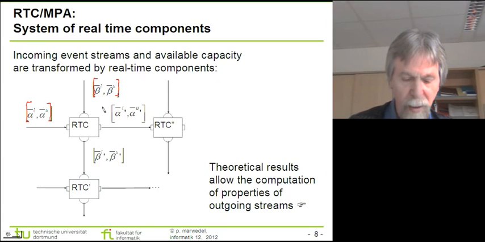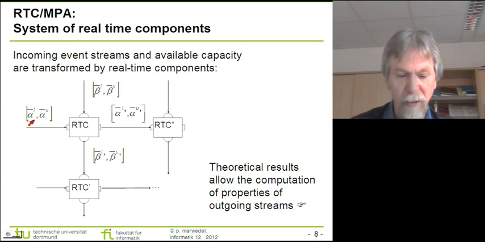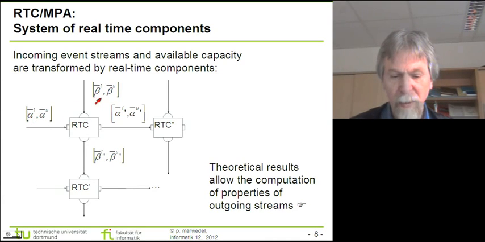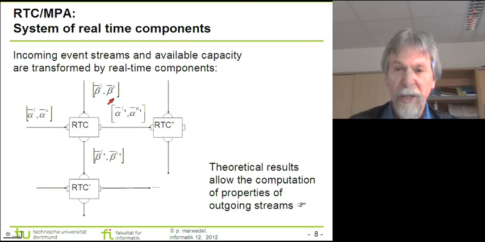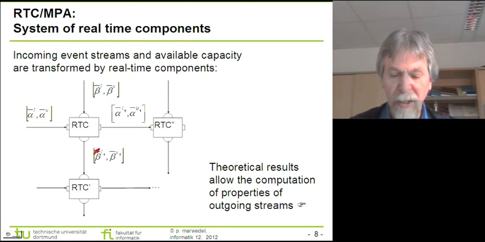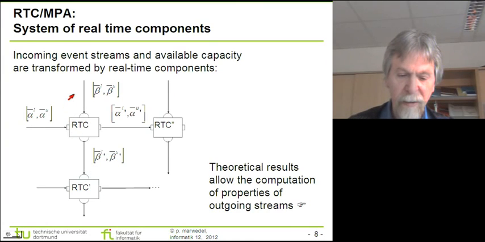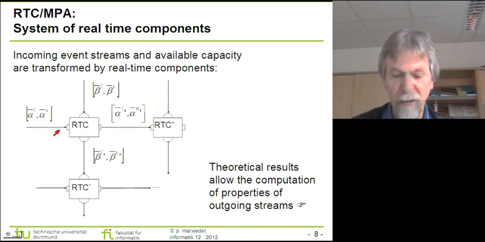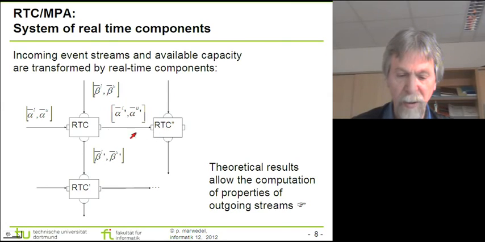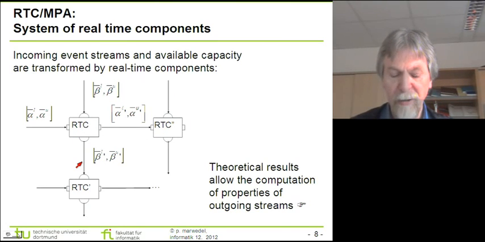Okay, so we are talking about events that are characterized by their lower bounds and their upper bounds, and we are talking about the service capacity that is arriving and the remaining service capacity. The idea is that we might have a kind of pipeline processing for events. Events are coming in, there is a certain operation applied onto this event stream, there is a new event stream produced by this real-time component, and this new event stream is then forwarded to the next real-time component, and there is some remaining service capacity.